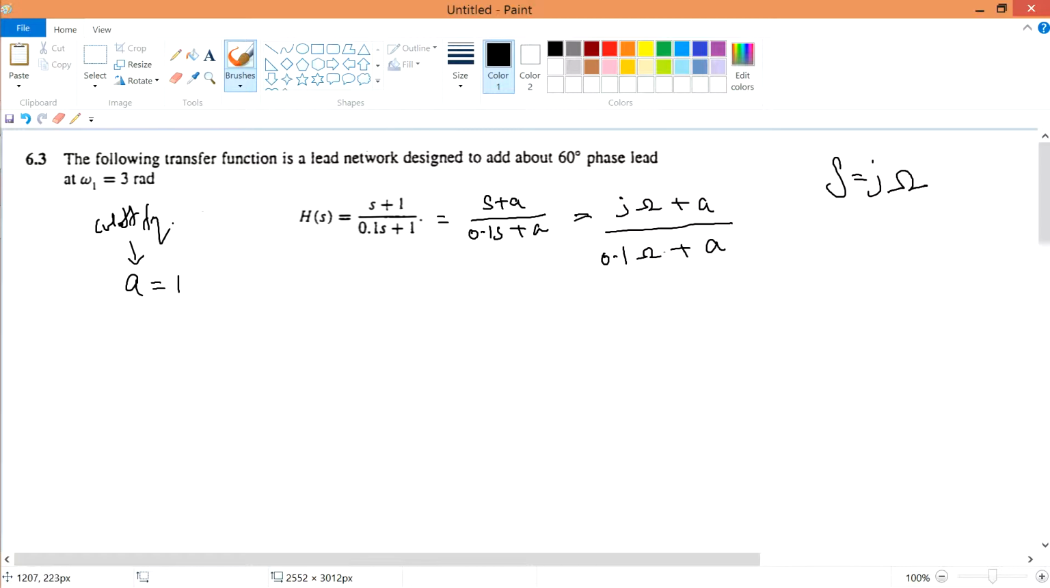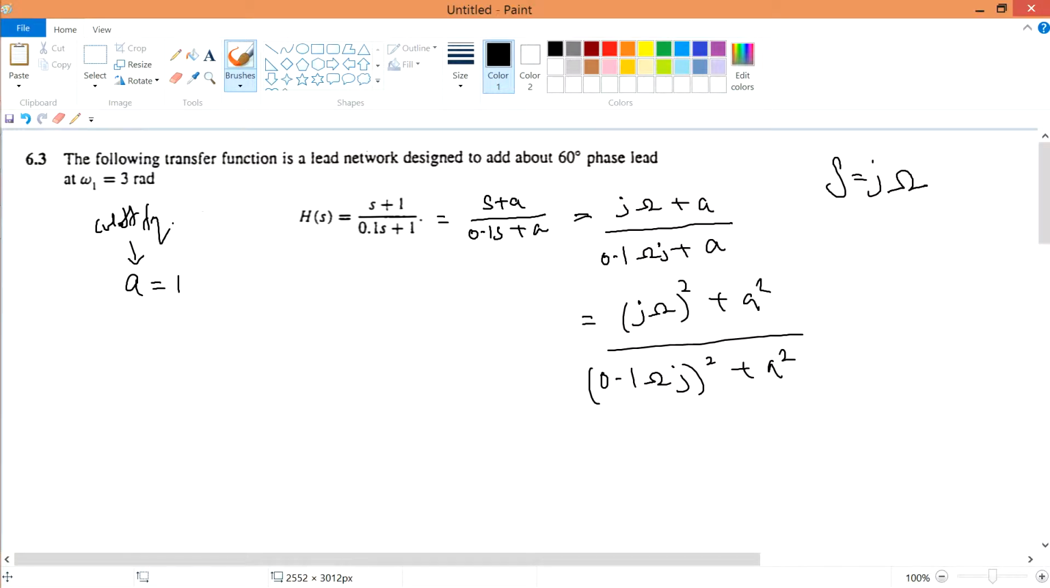So what can we deduce from this? Before that, I'll square them because I'm only taking the absolute value of frequencies. Actually this also has a J. So if I square everything, I'll have J omega squared plus A squared in the numerator, over 0.1 omega J squared plus A squared.